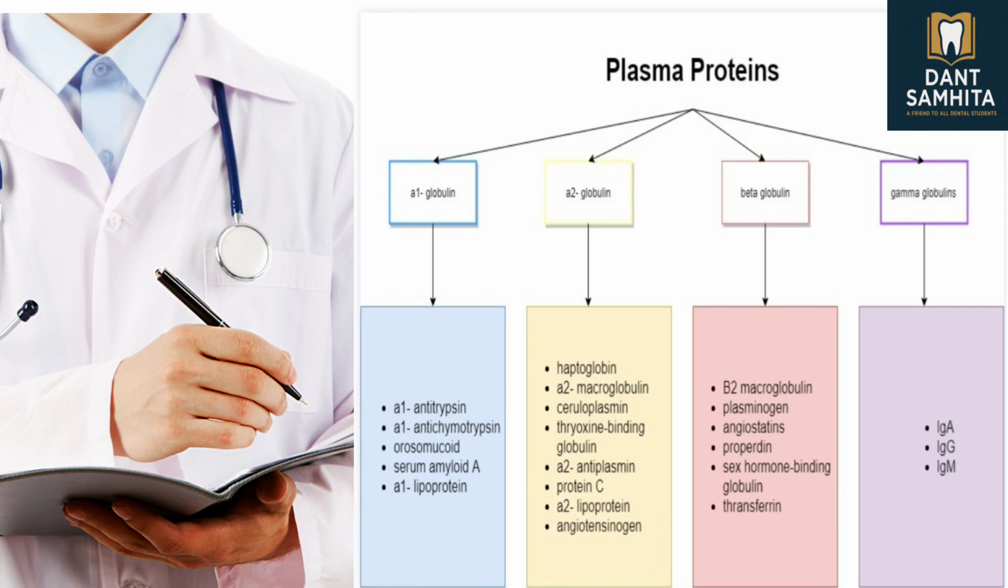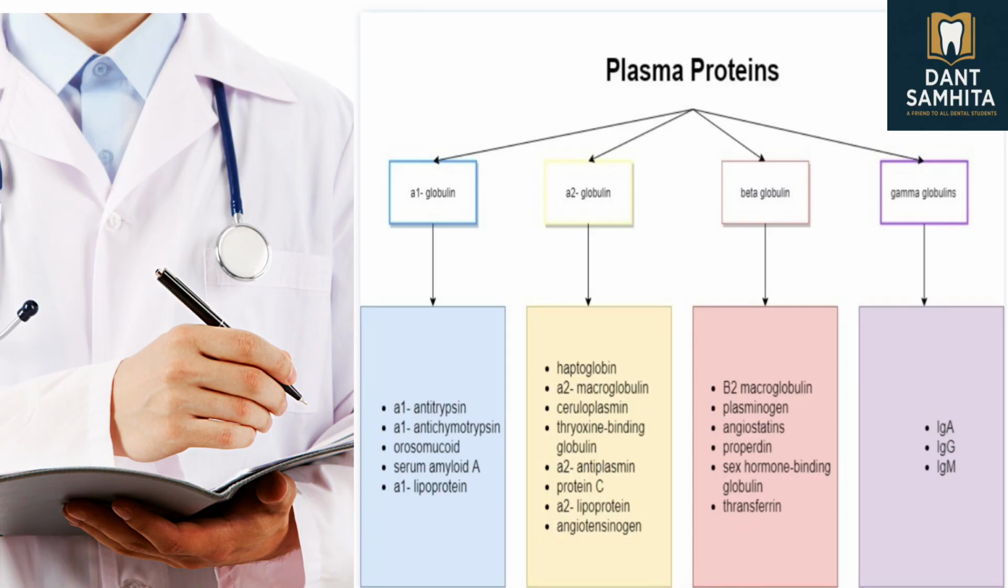This picture has to be clearly and very vividly inscribed in your brain, because this can come as a question in your MCQs. Even in your answer sheets you can write it, and even during your competitive exams you need it, as to which one comes under which category of globulin. So these names have to be very well remembered.